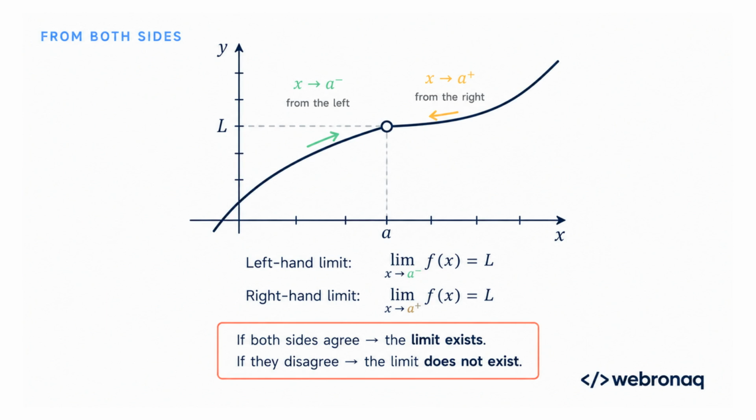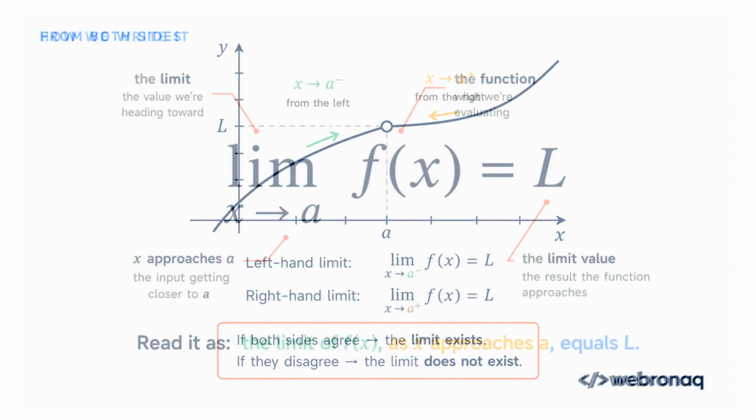And here's the rule. For the limit to actually exist at that point, both sides have to agree on the same value. If you walk in from the left and the function is heading toward 5, and you walk in from the right and it's also heading toward 5, great, the limit is 5. But if the left side is heading toward one value, and the right side is heading toward a different value, then the function is doing two different things at that point, and we say the limit does not exist. Think of it like a WhatsApp video call. If both people show up to the same meeting, the call connects. If they show up to two different meeting links, nothing happens. Same idea here. Both sides have to land in the same place.